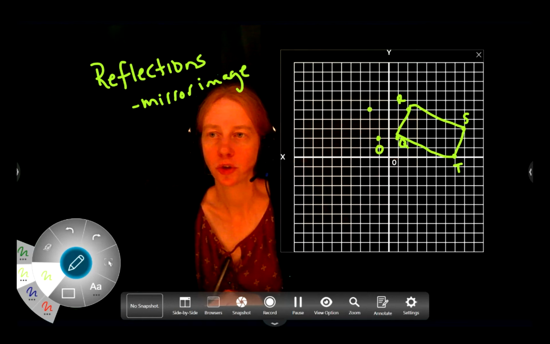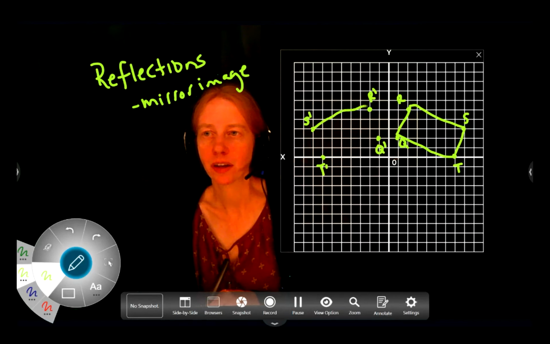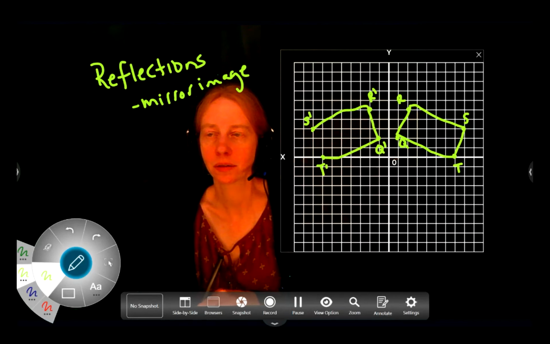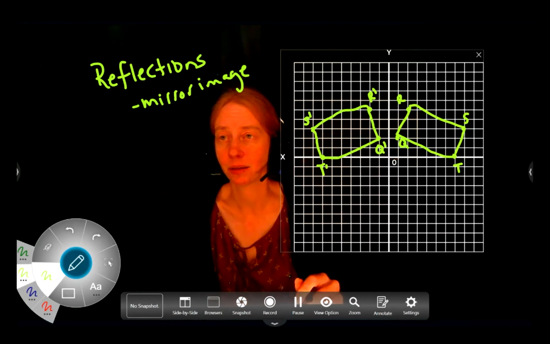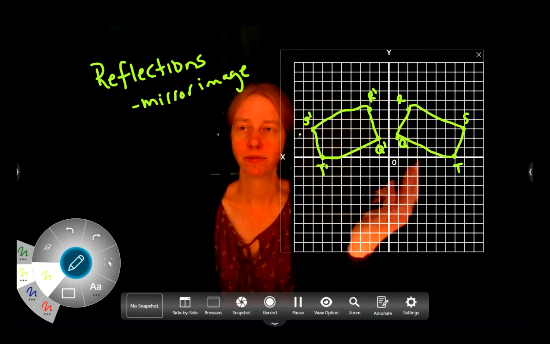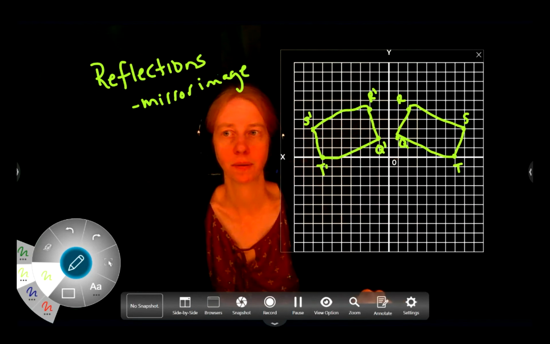So this is Q prime, R prime. S prime is 8 away, so that's going all the way over here, S prime. And T prime was 7 away. Okay, and so now I've got a rectangle, which, if I had drawn it slightly better than my wonky drawing, is an exact mirror image of that first rectangle.